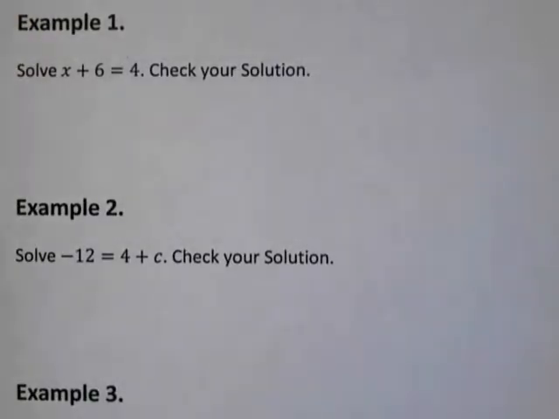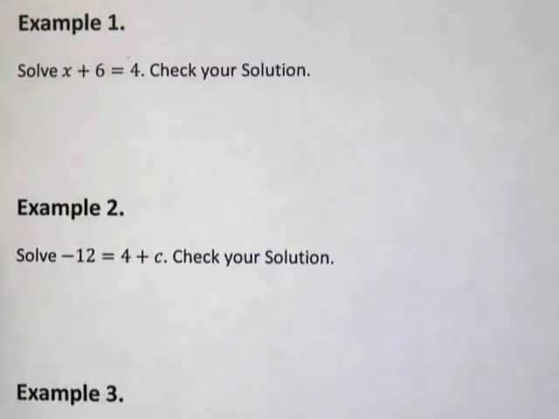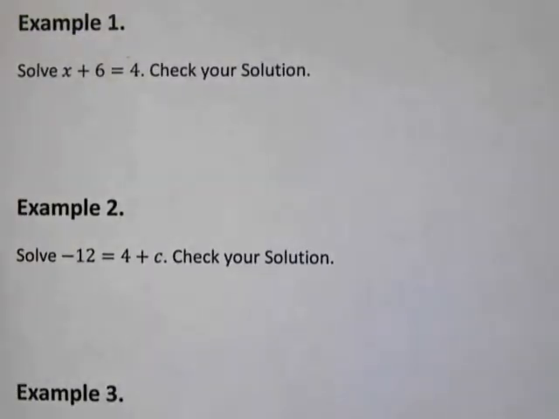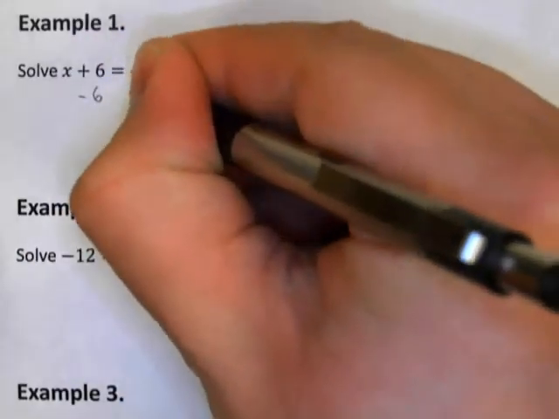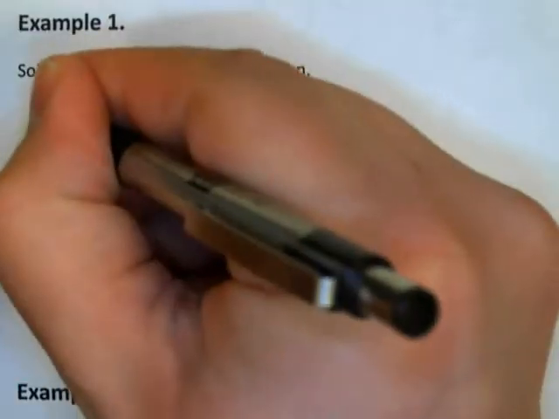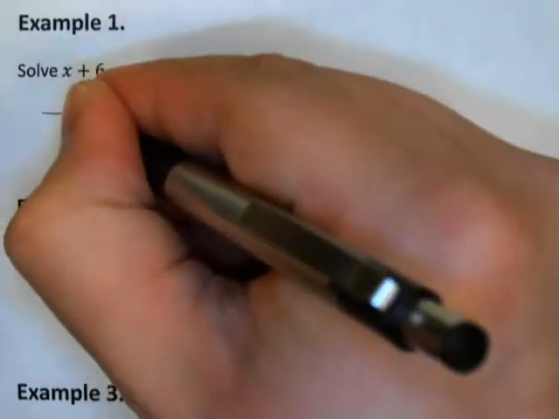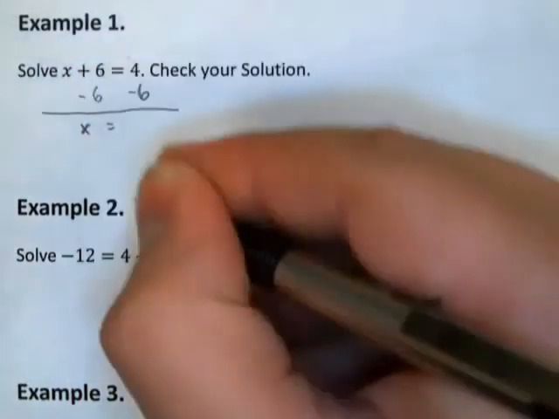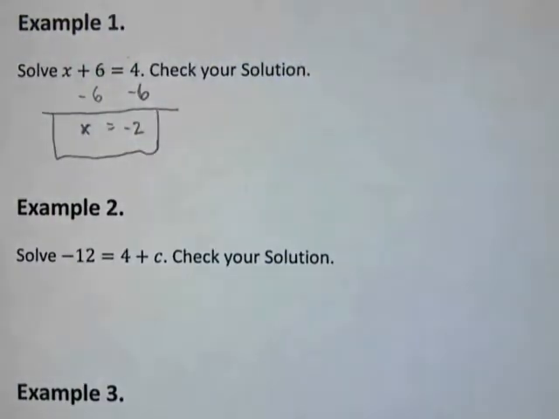The first thing we want to do, just like the key concept said, is subtract the number being added to the variable from both sides. So we're going to subtract 6 from both sides of the equal sign because we want to keep this teeter-totter balanced. 6 minus 6 is just 0, and all we are left with is x, and 4 minus 6 is negative 2. That's step 2, simplifying. So x equals negative 2. We've now solved for what our variable is equal to.